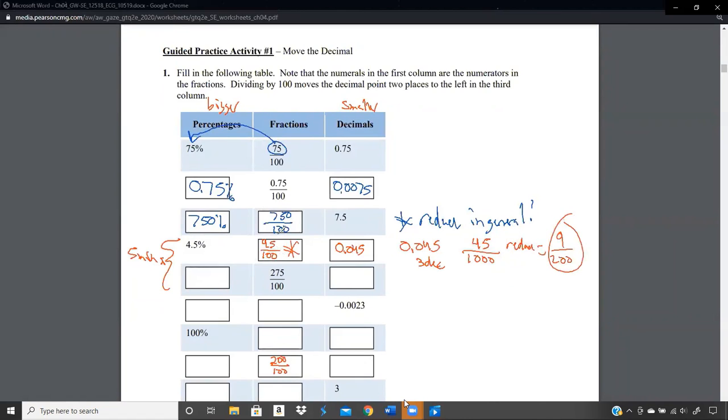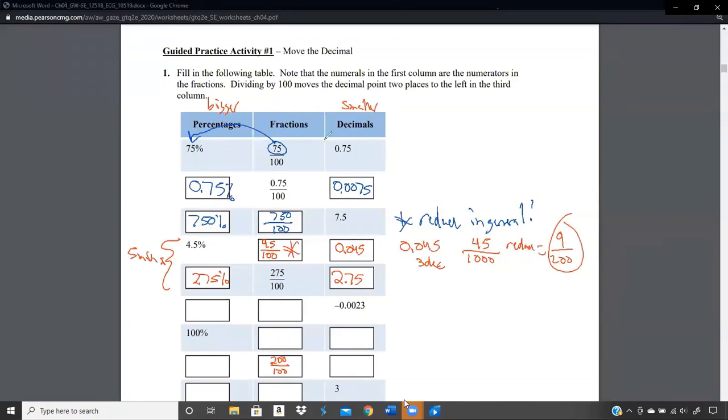Then for the next row, we've got 275 over 100. All right, well, since that denominator is 100, we can go straight to a percentage. It's 275%. And then we can take the decimal, which is after the 5, move it left twice, and you would get 2.75 as a decimal value. Again, this 275 over 100 is never going to be an acceptable answer in this course. You would have to divide it by 5 and anything else and reduce it as much as possible.